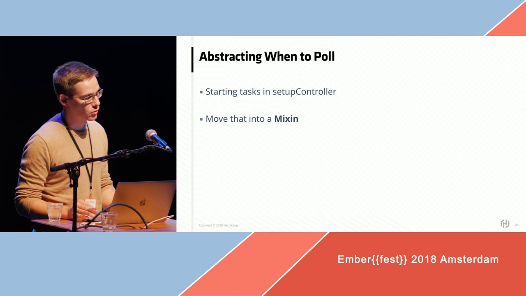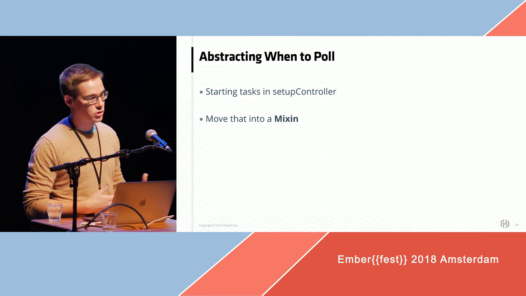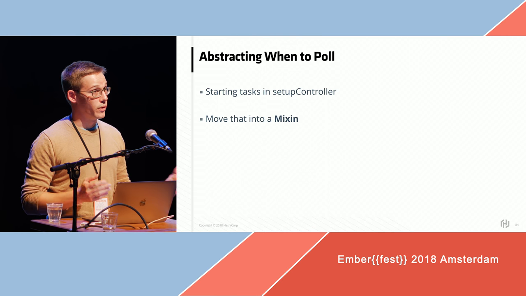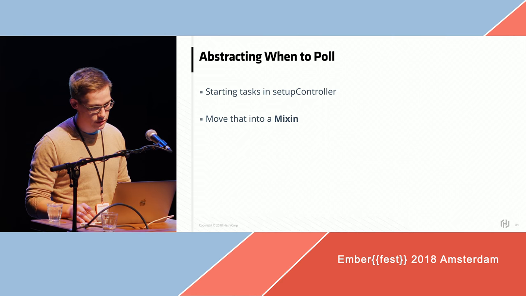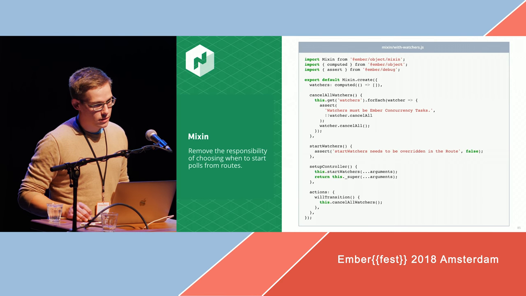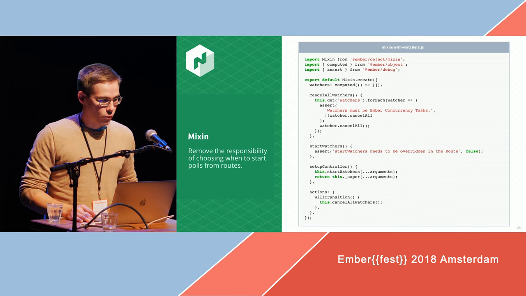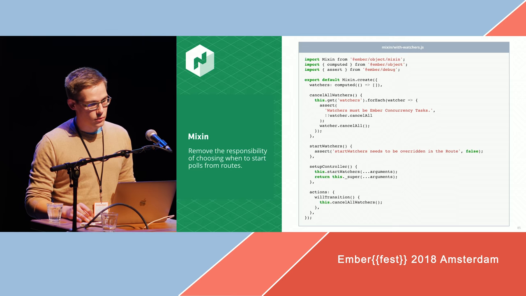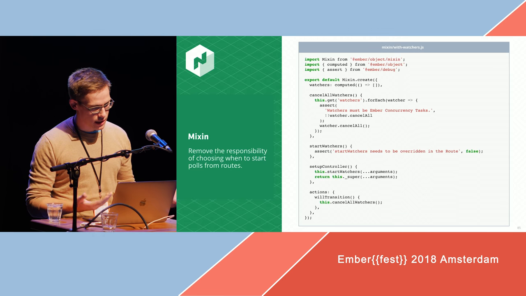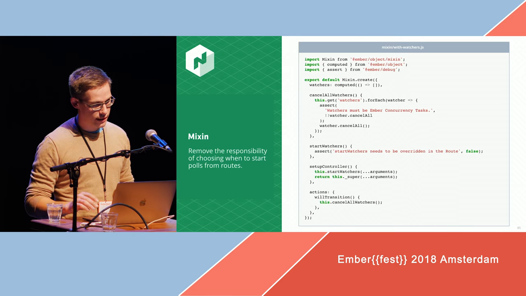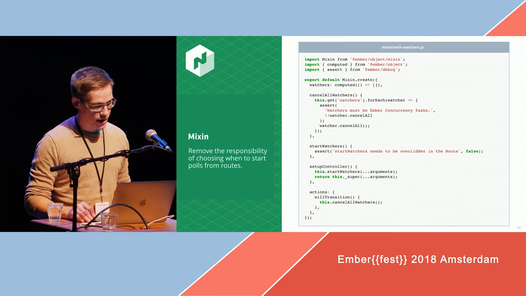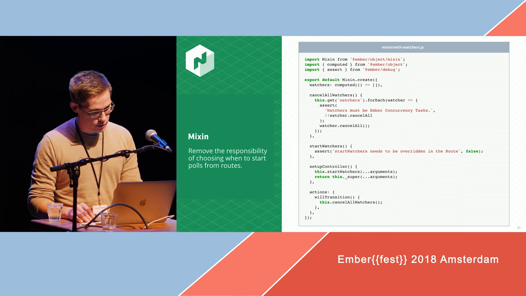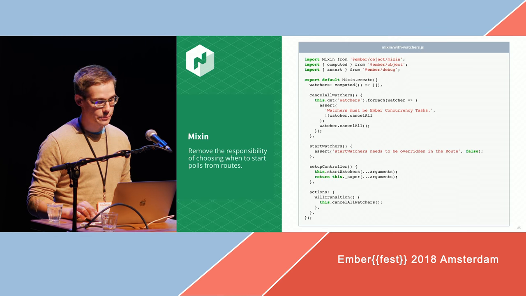And now we need to abstract when to poll. So currently, we're starting tasks inside of the setup controller hook, which is a little specific, kind of a concern that is part of when you're polling and not polling itself. So let's move that into a mixin. This is a mixin called with watchers. And inside of here, we have a watchers array and then some nice methods that can cancel all watchers and start all watchers, which will do the stuff that we need for starting and stopping, of course. So cancel all will automatically cancel, and start watchers right now is an abstract method. There's also this new bit in here for will transition to cancel watchers, which is omitted from an earlier slide.